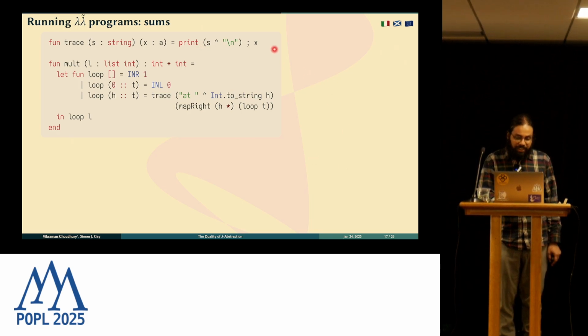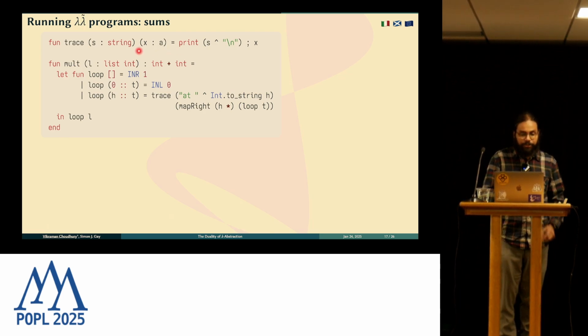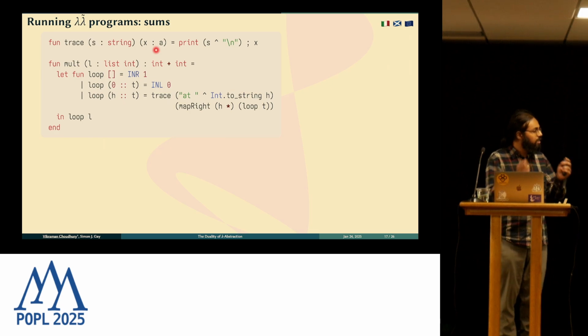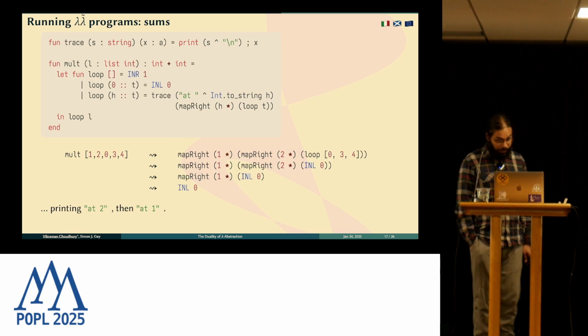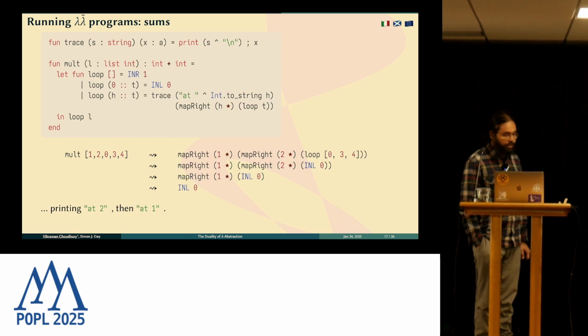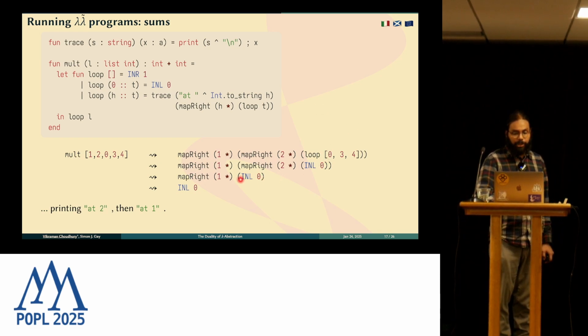Okay, and I'm adding a trace function here. The trace is right to left in the style of SML, so it's going to evaluate x and then print the statement. Okay, so if you call this multiplication function now with 0, 3, 4. It's not going to perform any multiplications, but at every step, the evaluation context of the print is going to be executed, so it's going to print at 2, at 1.